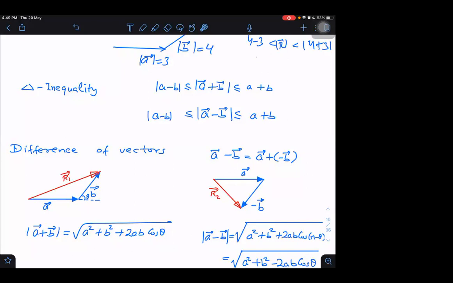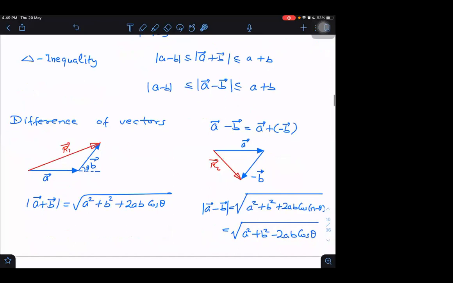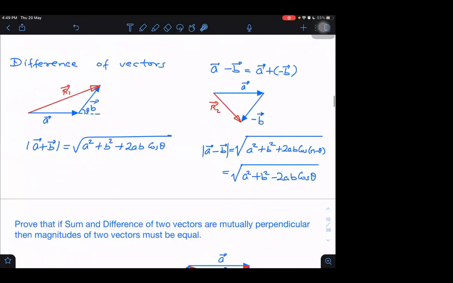So where you are taking this, right? Sum of the sides, difference of the sides will also be represented by the third side. How to take the difference? Difference is also like taking sum. If I want to take a minus b, I will take a plus minus of b. How to take minus of b? I have told you what is negative of a vector.